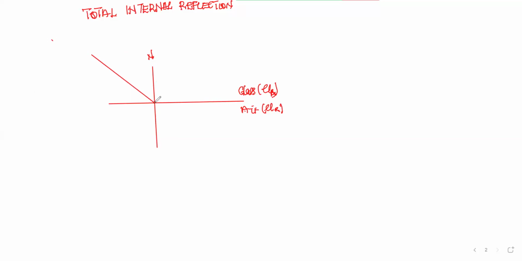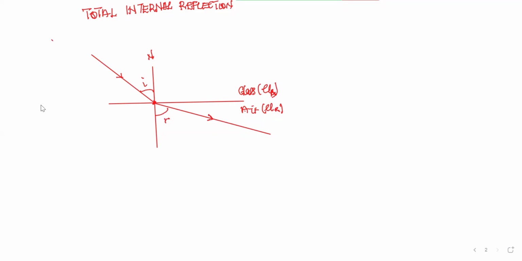So this is the incident ray and this is the angle of incidence, and light is emerging through air. So this is the refracted ray. Because light is going from a more dense medium to a less dense medium, the deviation of light will occur away from the normal. So this will be equal to the angle of refraction R.